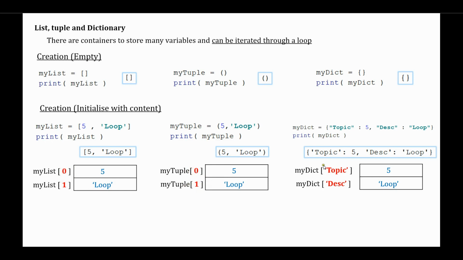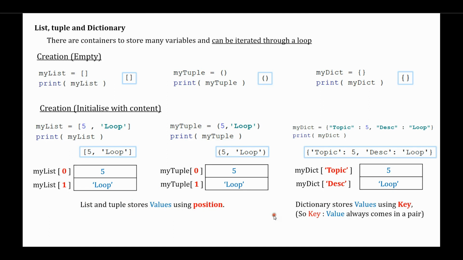They use something called a key. It's a string. When we want to create this value 5, we must tell them what the key for this value 5 is. So this is the key. So 5 and loop are both stored in the dictionary using a different key. So list and tuple store values using position. Dictionary stores values using key. And so it's always a key colon value pair.